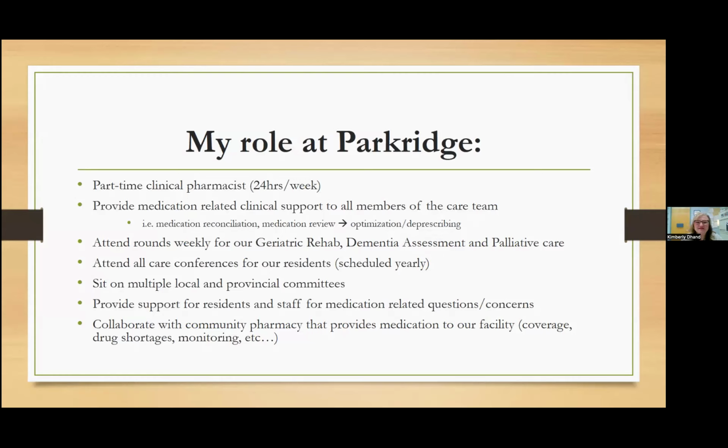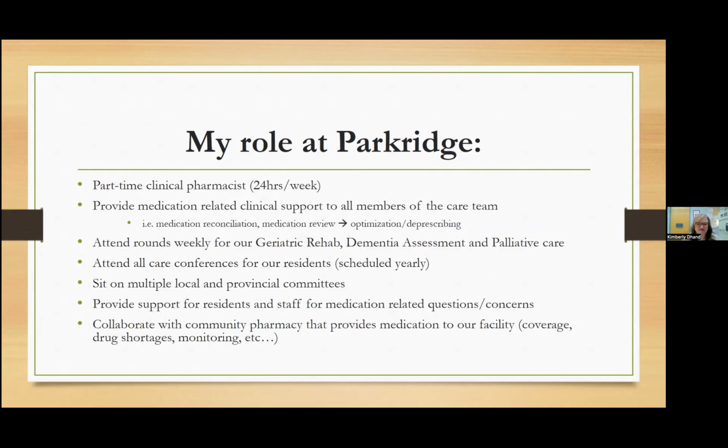Okay, fingers crossed. So my role here at Parkridge, basically I'm here to provide clinical support to all the different members of the care team. I provide medication reconciliation for people who are moving in or out of our facility. I do medication reviews on a regular basis, and that medication review involves a lot of optimization and deprescribing, if possible, of medications. There's lots of opportunity to improve on a regular basis what our residents are receiving and to meet their needs with those different medications.